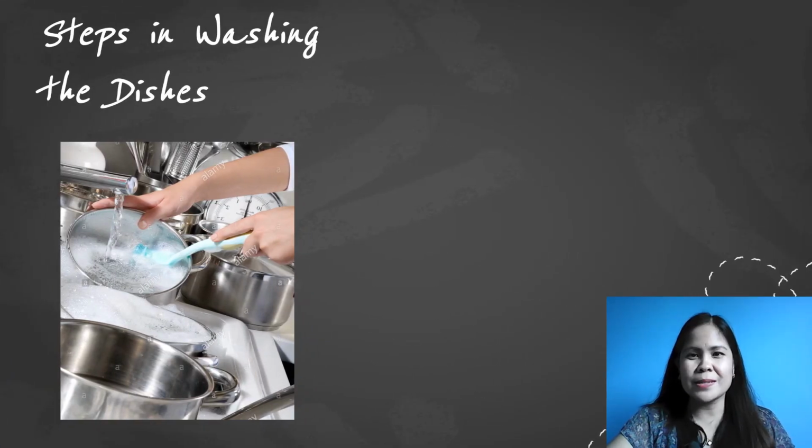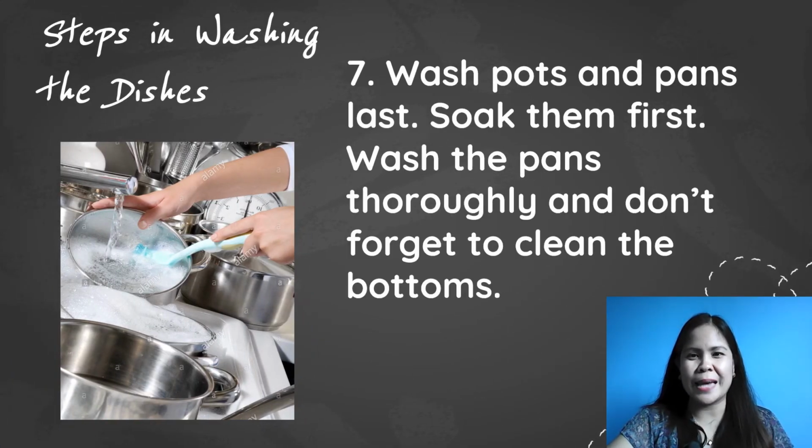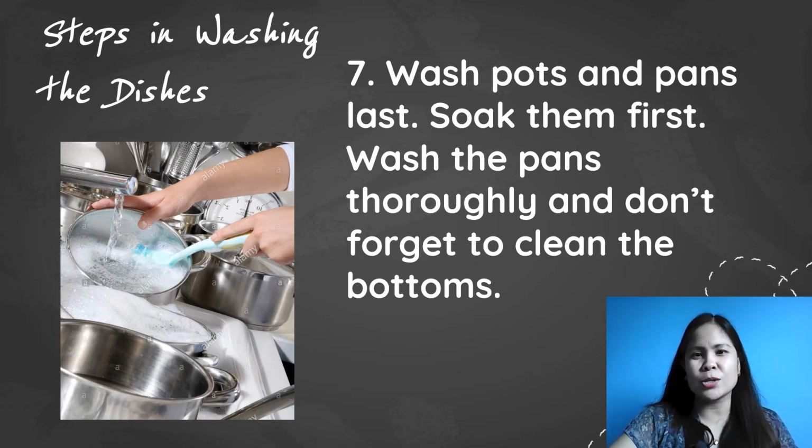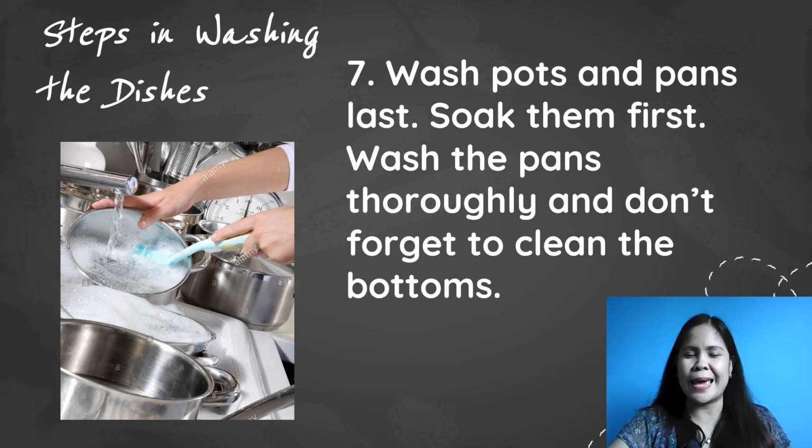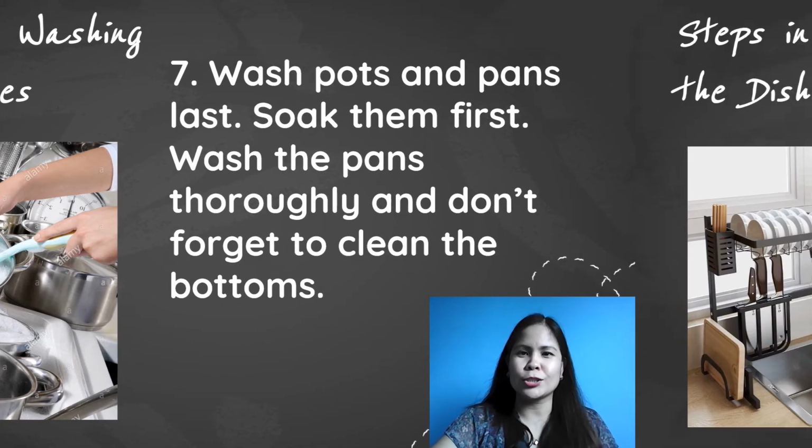For our seventh step is to wash the pots and pans last. Soak them first. Wash the pans thoroughly and don't forget to clean the bottoms. If anything was burnt or overcooked on pots or casserole dishes, put a little extra soap and water in it and let it stand while you wash the other dishes. Take note that any oil residue left will lead to burnt food during the next cooking session.